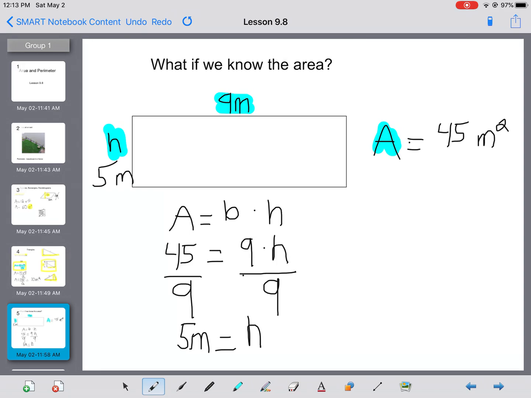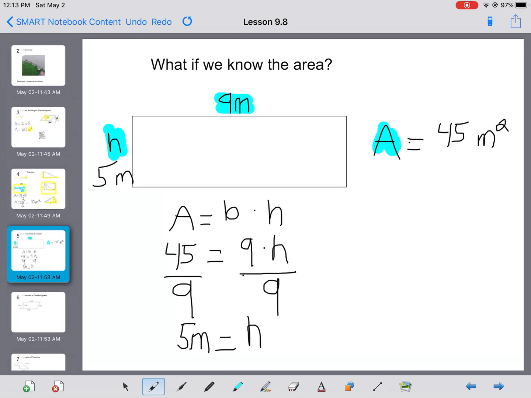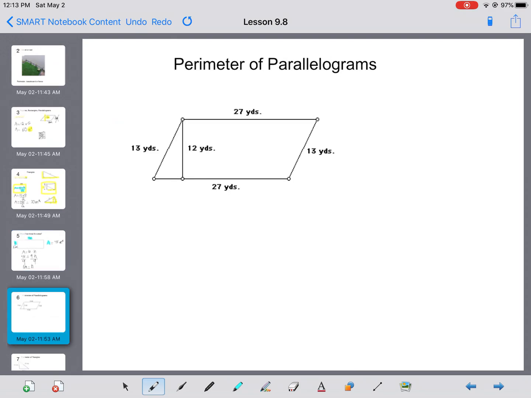So when you get to that problem in your textbook, you might want to go back to this part of the video. Just write out the formula and then plug in what you know. All right, now for perimeter. Perimeter is very simple. You can use a formula or you cannot. But the main thing to remember with perimeter is all we are doing is adding up all the sides.